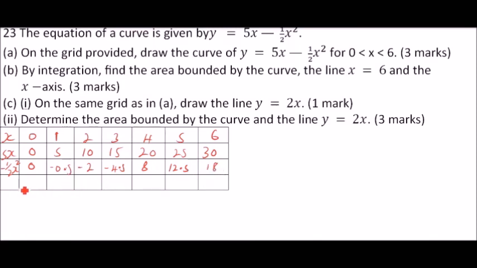After that, we get the value of y, which now is 5x minus that, and this will give me 0. This is 4.5, that is 5 minus 0.5. This will give me 8. This is 10.5. This is 12. This is 12.5, and this gives me 12. So these are the values that I need to plot my graph. So I'll go to the grid and plot the graph.